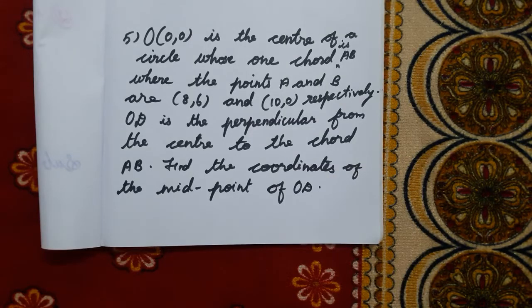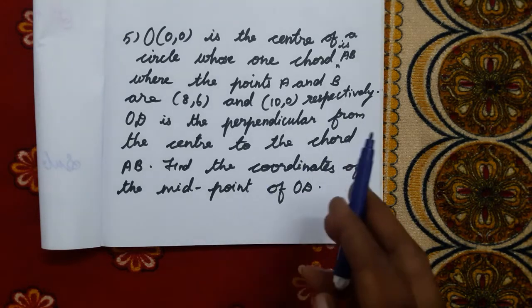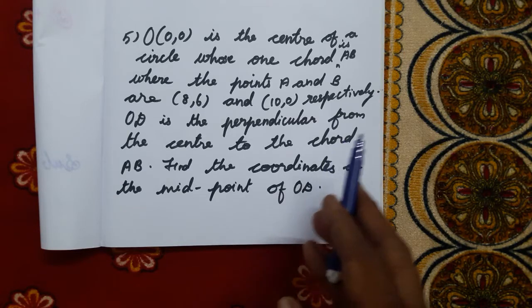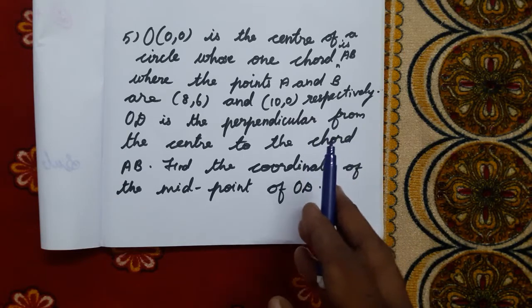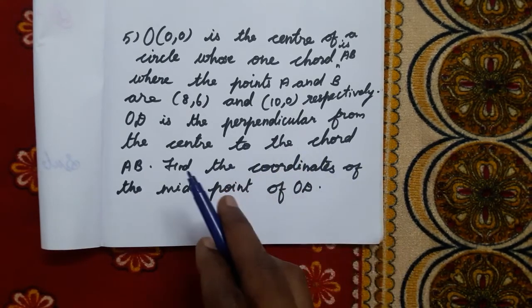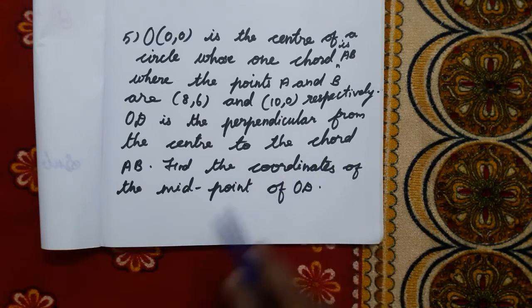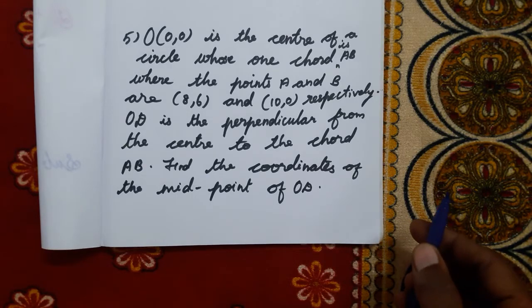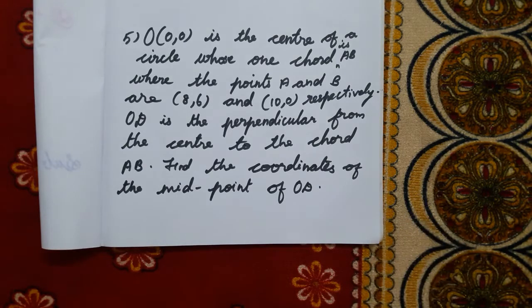Now I am going to explain the fifth problem, same exercise 5.3. O(0, 0) is the center of a circle whose one chord is AB, where the points A and B are (8, 6) and (10, 0) respectively. OD is perpendicular from the center to the chord AB. Find the coordinates of the midpoint of OD.